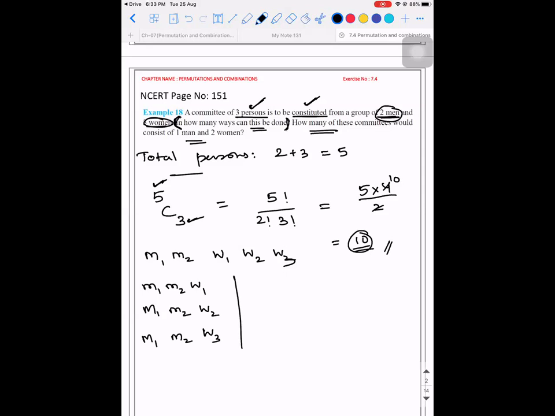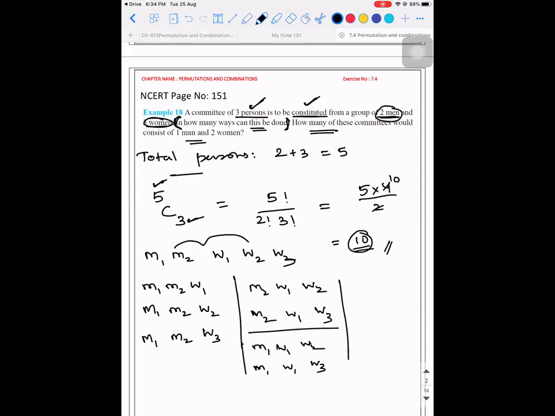Try to understand. I can choose man 1, man 2, and W1; man 1, man 2, and W2; man 1, man 2, and W3. Or else what can I do? M2, W1, and W2; M2, W1, and W3. Then I can fix M2, W2, and W3; M1, W1, and W2; M1, W1, W3. So how many are over? 1, 2, 3, 4, 5, 6, 7. I need 3 more combinations.